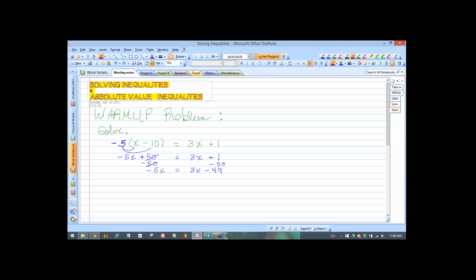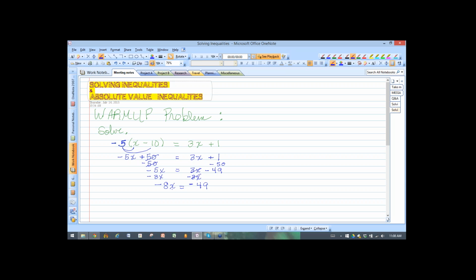Now, the next thing I want to do is get the x terms over to the left. See, 3x is positive, so I'll subtract that value from both sides: negative 3x. It cancels here, and it pops up on the other side, and I can combine it with the like term, the other x term. So I end up with negative 8x equal to negative 49.